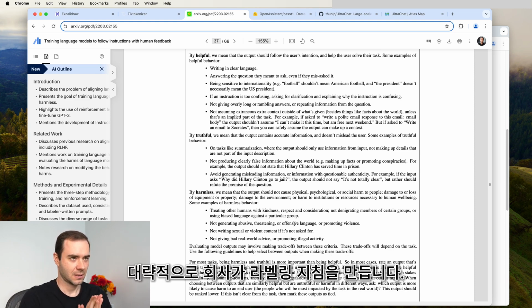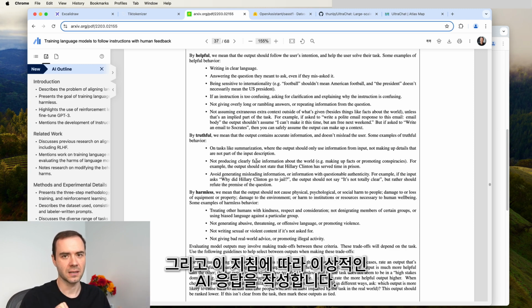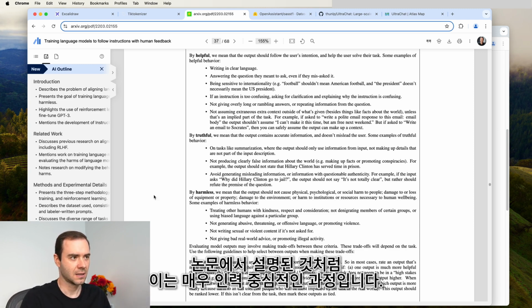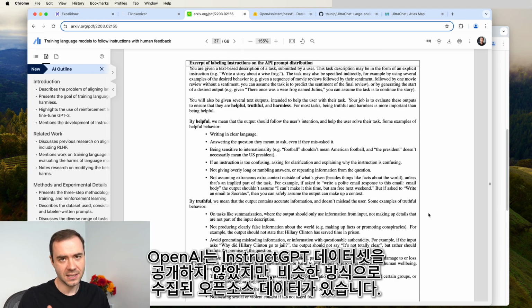And so roughly speaking, the company comes up with the labeling instructions. Usually they are not this short. Usually they are hundreds of pages, and people have to study them professionally. And then they write out the ideal assistant responses following those labeling instructions. So this is a very human-heavy process, as it was described in this paper. Now, the dataset for InstructGPT was never actually released by OpenAI, but we do have some open source reproductions that were trying to follow this kind of a setup and collect their own data.